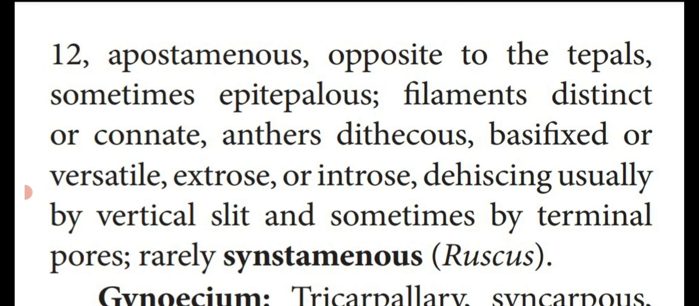Each stamen is located opposite to the tepal. So we have seen perianth, tepals are 6, arranged in two whorls, each whorl three tepals. Likewise, stamens are also 6, arranged in two whorls, each whorl having three stamens. So these stamens are present opposite to each tepal.